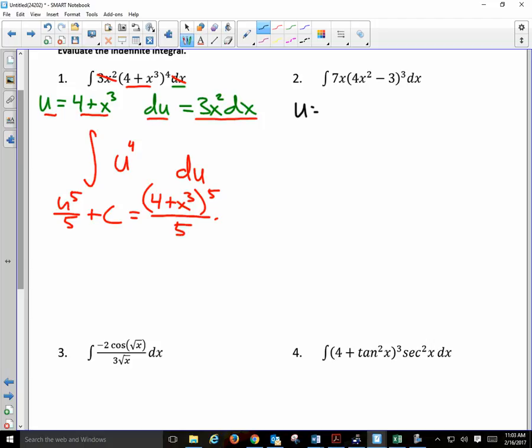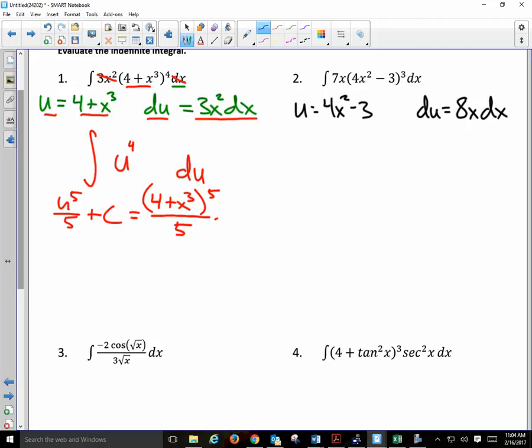This is a substitution problem. What do you think u is in this scenario? 4x squared minus 3. What do you think du is? 8x dx. I won't mark it wrong, but in college it was marked wrong for me.